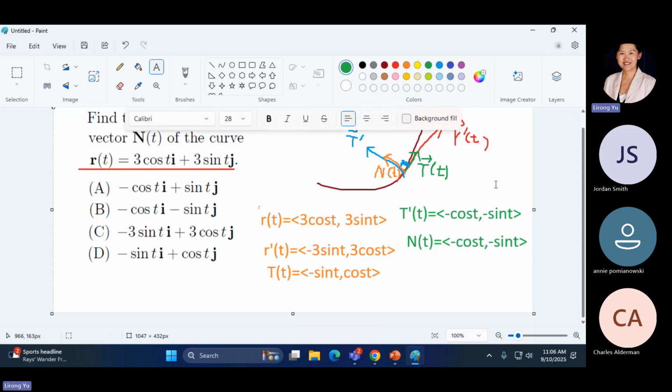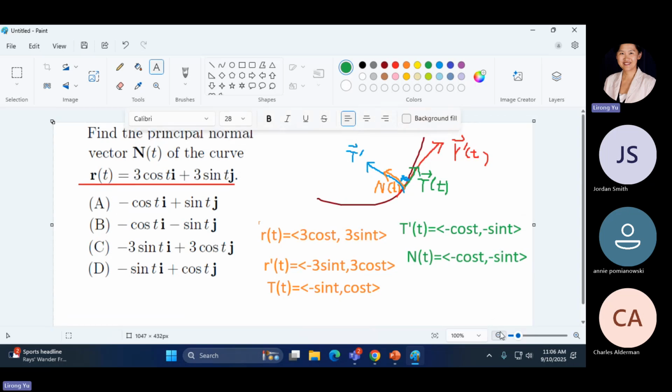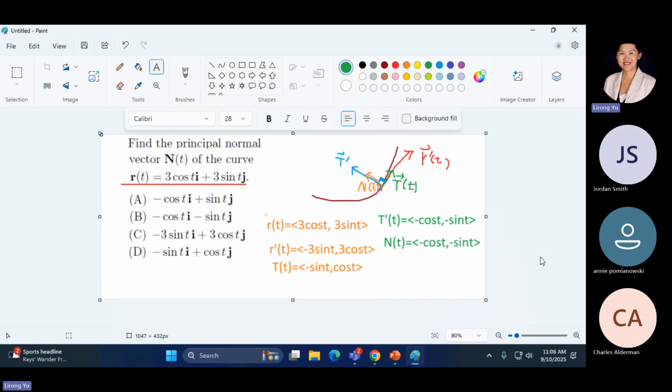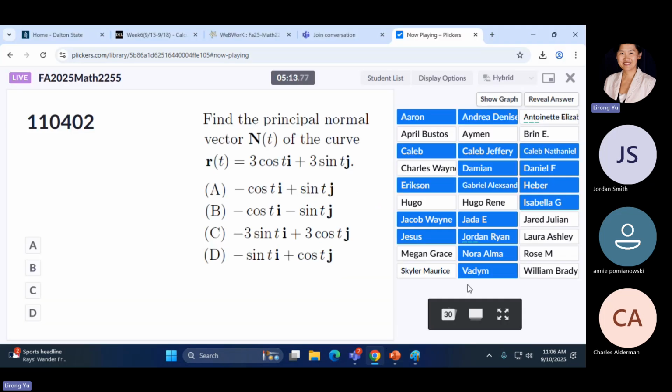Hope that kind of clarifies the process. And now let me try to make it smaller so we can see the entire process. Let's go back to that page. The answers to the question should be there, and that kind of explains how we calculate the unit normal vector.